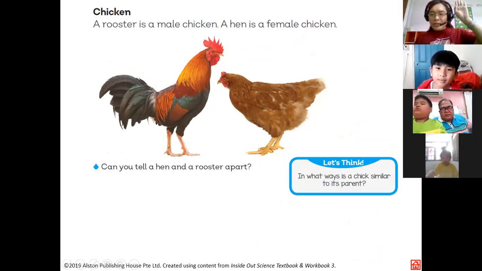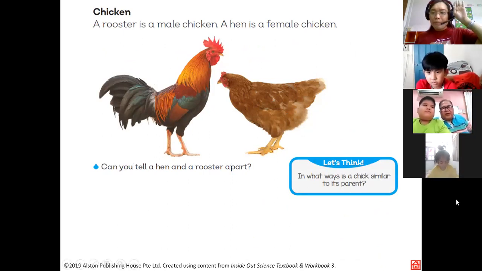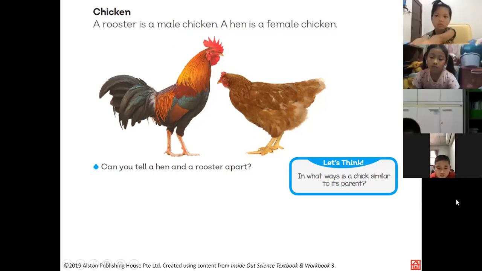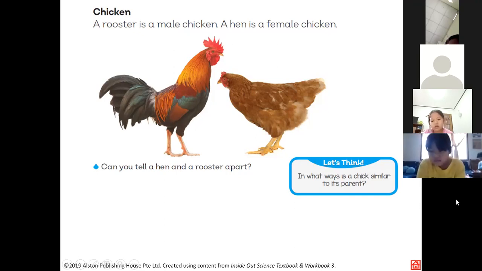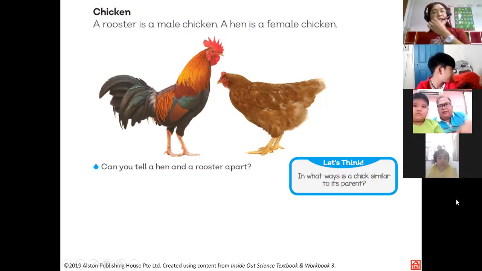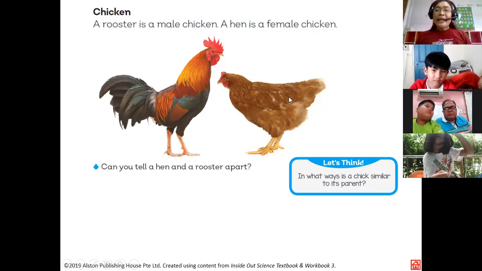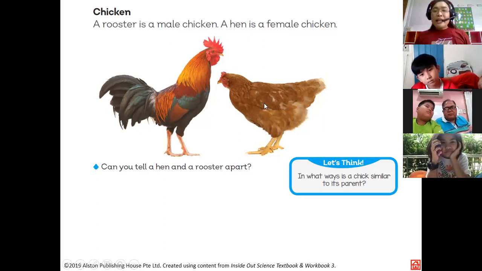Okay. Who would like to answer what is the name of the male chicken and the female chicken? Raise your hand. What is the name of the male chicken? Turn on your microphone if you want to answer. Okay, Poonam. What do you call the male chicken? Rooster. What do you call the female chicken? Hen. Hen, very good. So rooster and hen. So once the rooster and hen mate, the female chicken will reproduce an egg, okay?